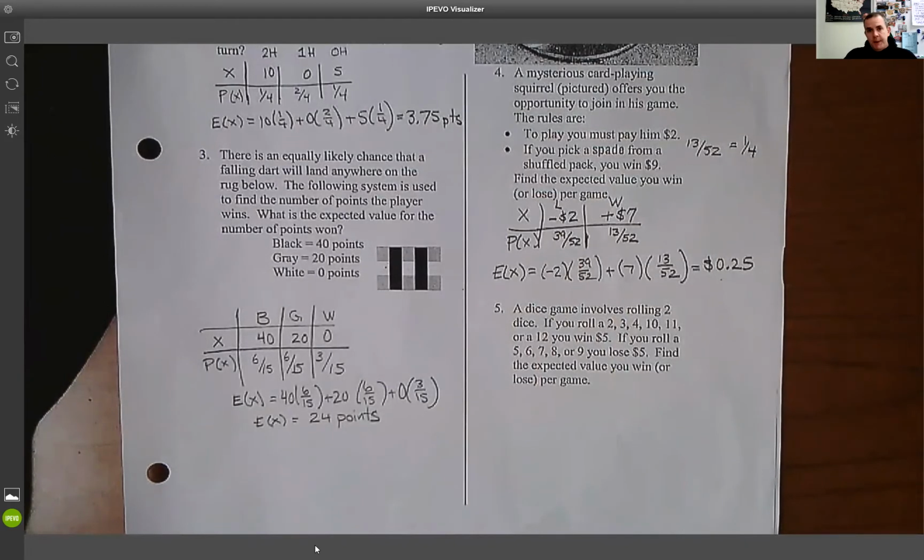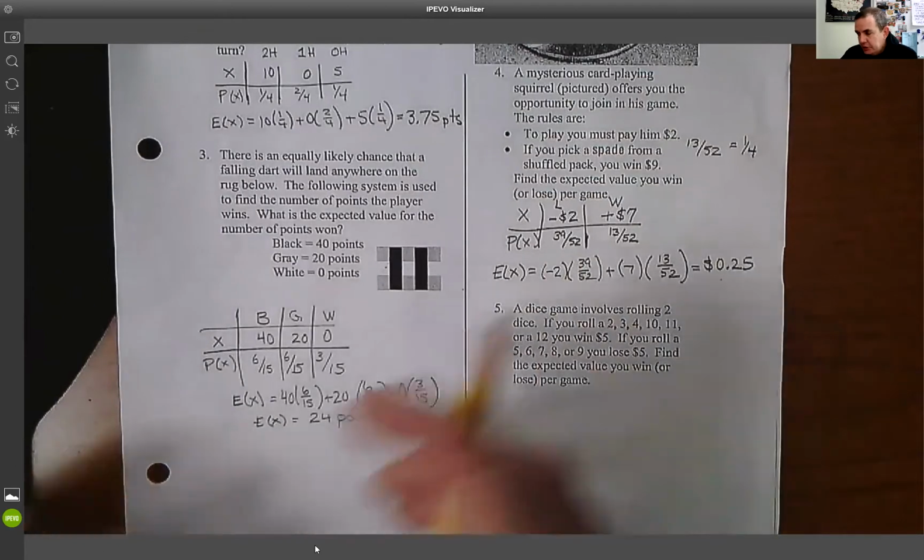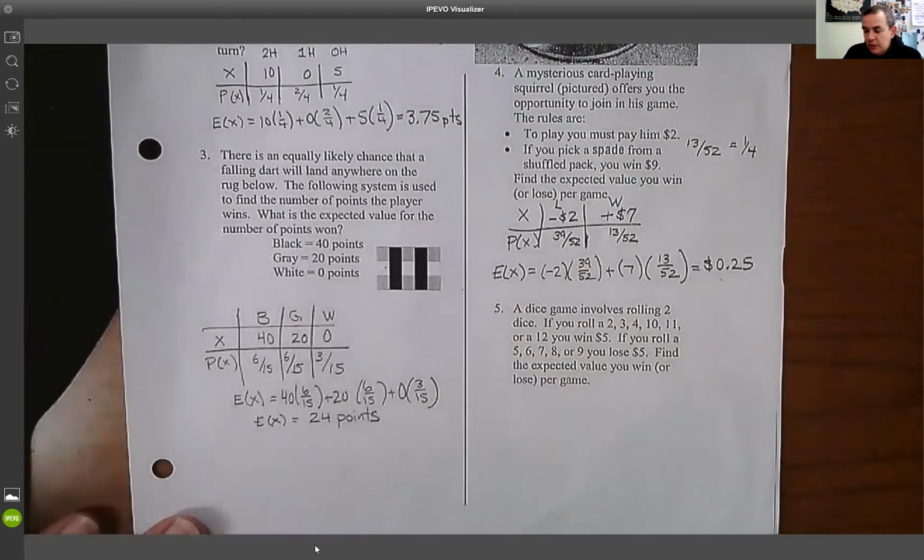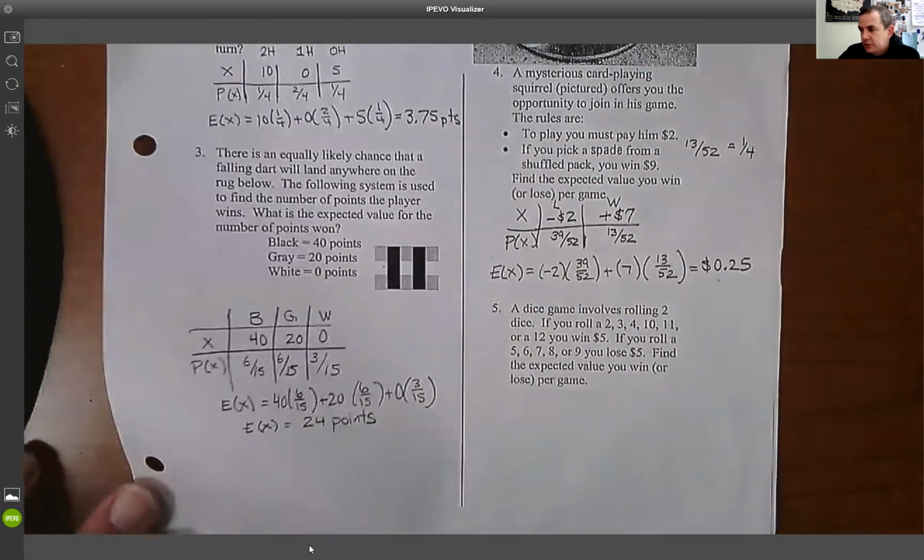So I'm going to do number 5, and then I'm going to pause, and we'll work on part of the backside in a different video, so it's not too long.